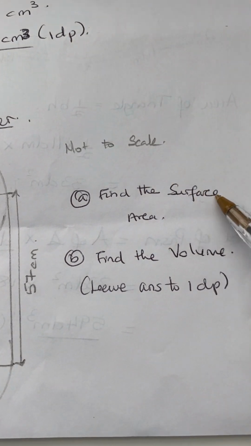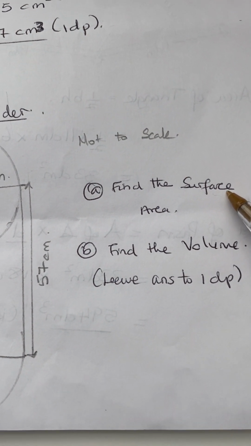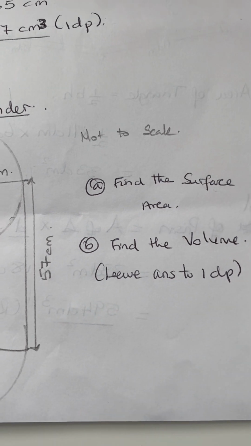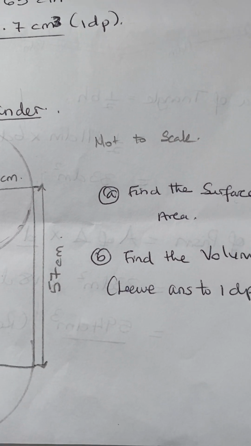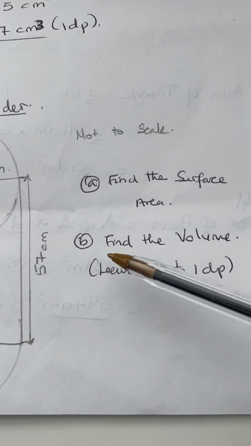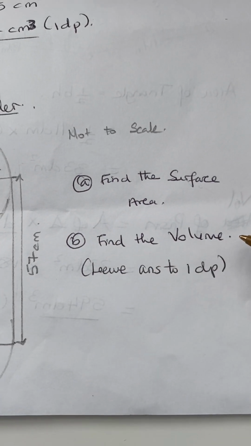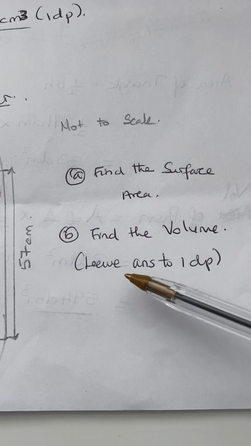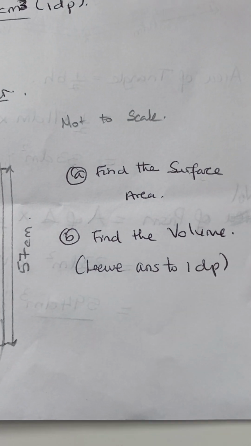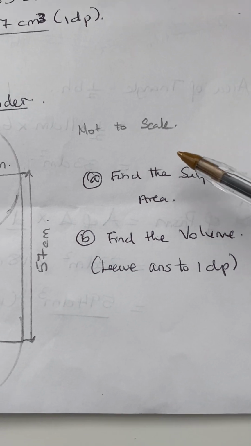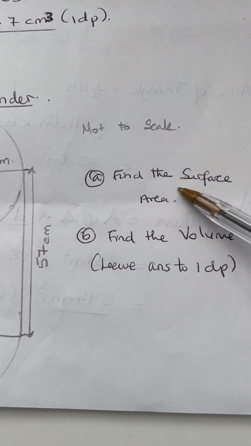We are not doing surface area, we've done it, but because I haven't taught it on cylinders, I want to show you how to solve that. And then the B part of the question will find the volume. Here we've been told to leave the answer in 1 decimal place. So let's first look at how we do the surface area.